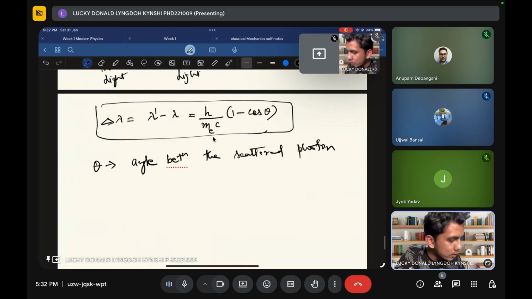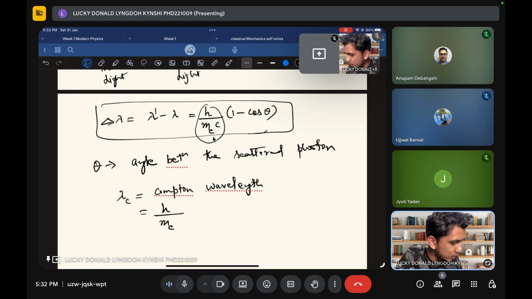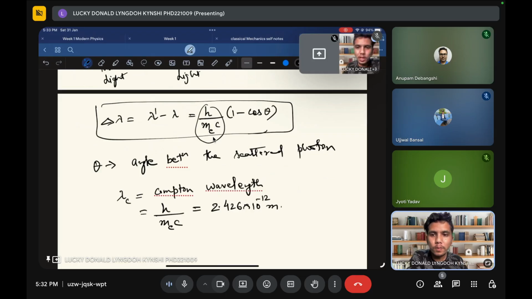Now, what is this h by m_e c? It is called the Compton wavelength. Lambda_c is called the Compton wavelength, and this is given by h by m_e c, which is equal to 2.462 times 10 to the power minus 12 meter. Okay, so from these two sets, this is a very, very important equation.